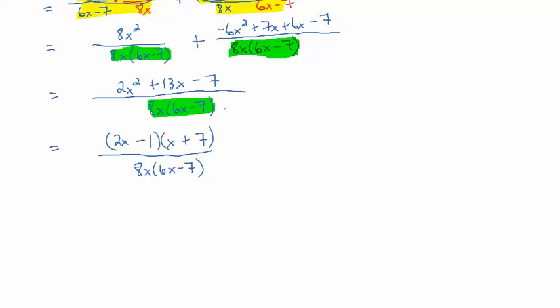In order to cancel, I need multiplication on the bottom and on the top. Notice that if I would have distributed my 8x on the bottom, I wouldn't have multiplication, right? The parentheses would go away. So that's another reason I didn't distribute on the bottom.